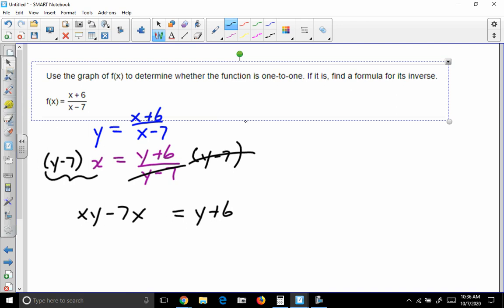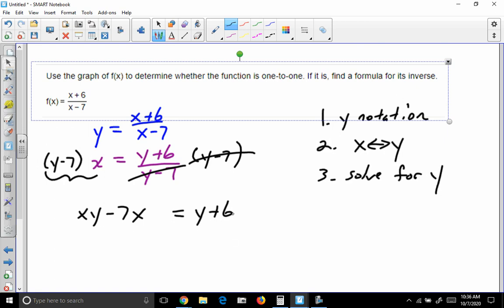We've put it in y notation. We've changed f of x to y. We swapped x and y. And now we're in the process of solving for y. So notice that y is to the first power everywhere we have a y. So in terms of the variable y, this is a linear equation.